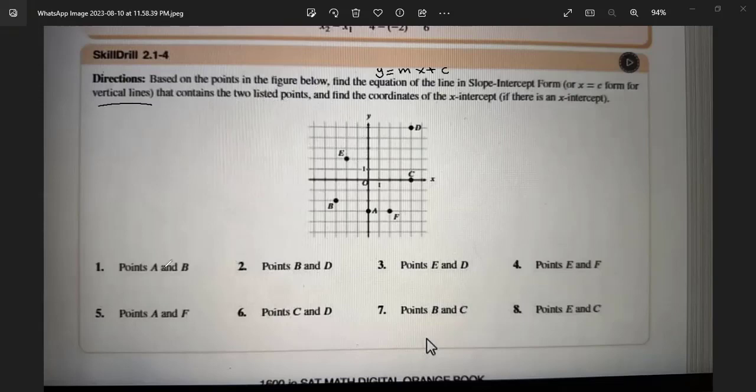For each two listed points mentioned from question 1 to question 8. And the second question here, this is the first one: find the coordinate of the x-intercept. He asked us about the x-intercept. If there is an intercept at the x-intercept, y equals 0. He asks about this point each time.